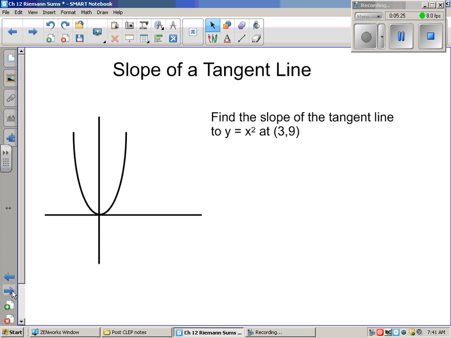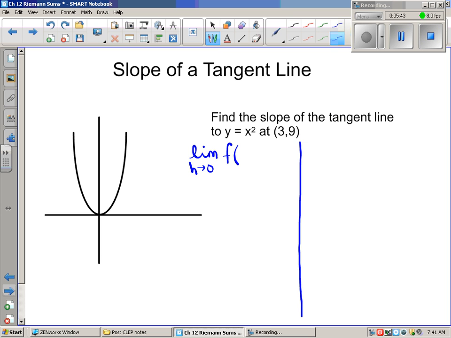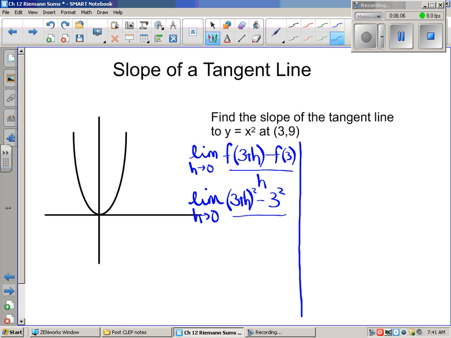All right, so let's do another example. Find the slope of the tangent line to y equals x squared at 3, 9. So I'm going to do it both methods so you can see this. The first one is the limit as h approaches 0, and how this works looks like this: f of 3 plus h minus f of 3 over h. So I'm going to plug that in. That means I'm going to do the limit as h approaches 0, and I'm going to plug in 3 plus h into that equation. So that would be 3 plus h squared minus, you guessed it, 3 squared, over h.